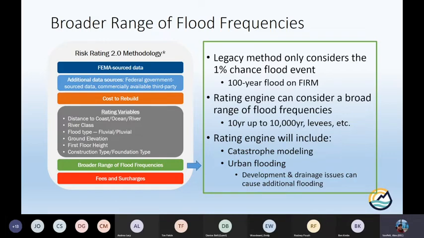Somebody living in Jefferson County, Louisville metro area, is going to have a much higher level of urban flooding than somebody living in Horse Cave, Kentucky, where there's not the amount of development that has happened. Okay, so again, those metro areas have higher risk, therefore the premiums are going to reflect that.